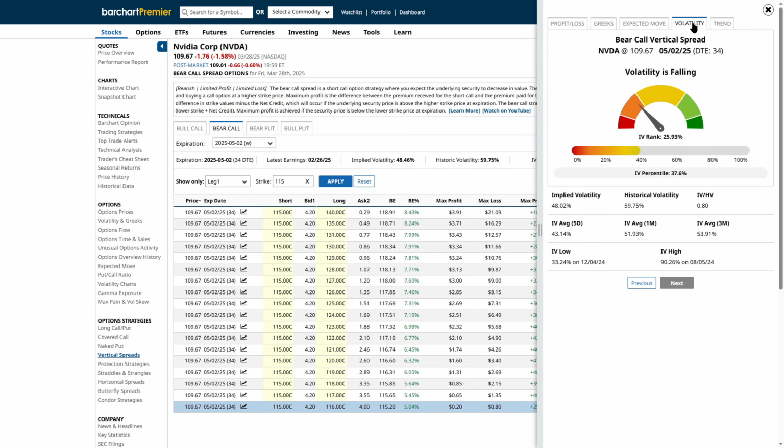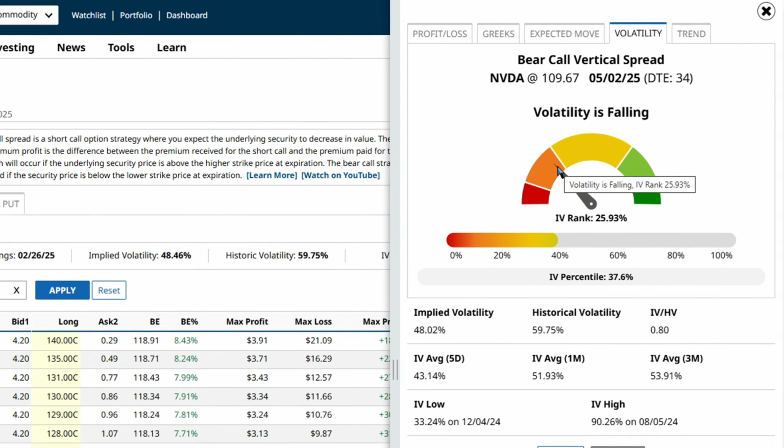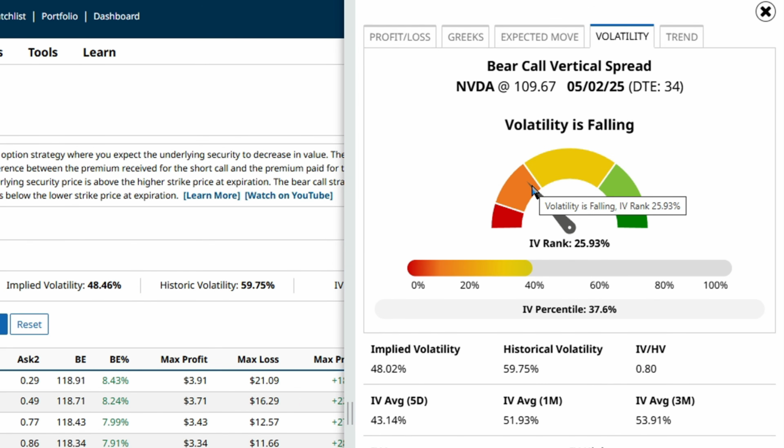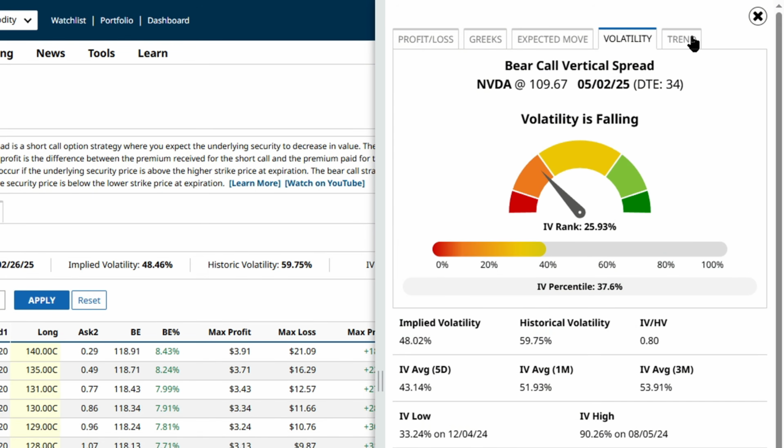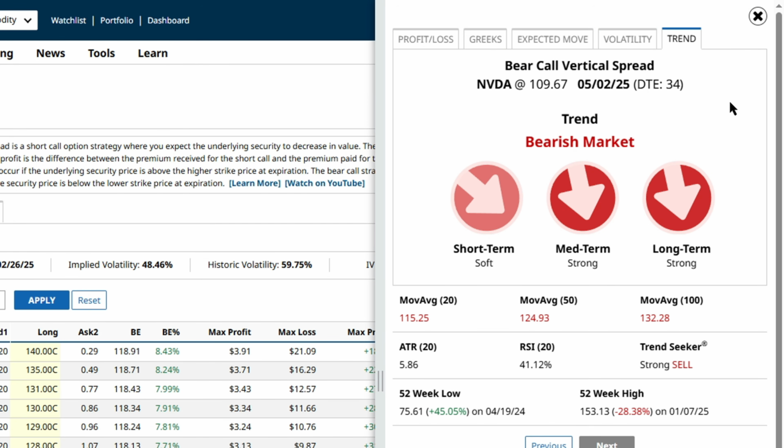Next, the volatility tab also shows where IV may be headed. As you can see, it says volatility is falling, which is good because that means lower chances of bigger price swings. Then, you can also look at the trend tab, where it shows the historical price movement of the stock based on Barchart's opinion and trend seeker features. According to this, it looks like NVIDIA is in for a rough ride, at least in the next few months. So yeah, everything you need to know about your trade is right here.